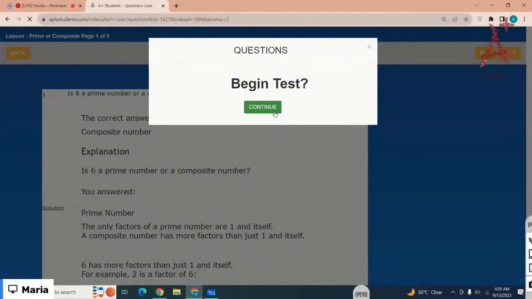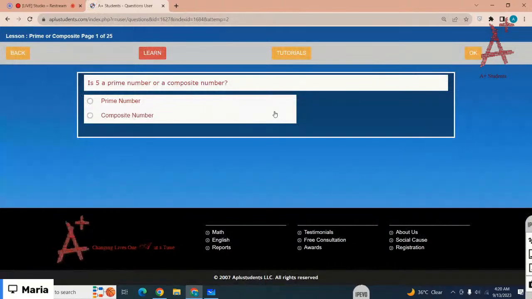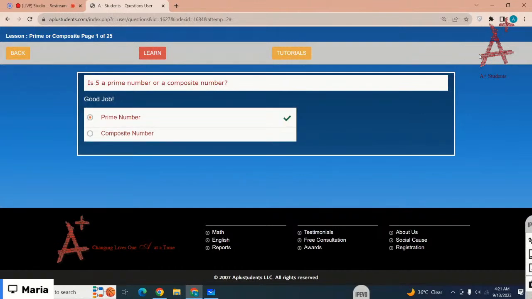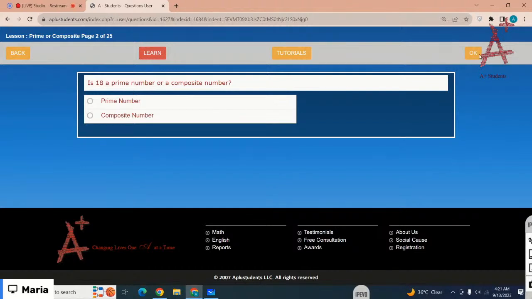Let's just start with the next question. Is 5 a prime number or a composite number? Yes, very good. 5 is a prime number. 5 has only 2 factors, right? Is 18 a prime number or a composite number? 18 is a composite number because 18 has more than 2 factors. So 18 is a composite number, right?